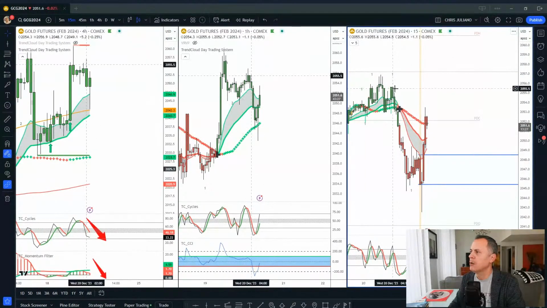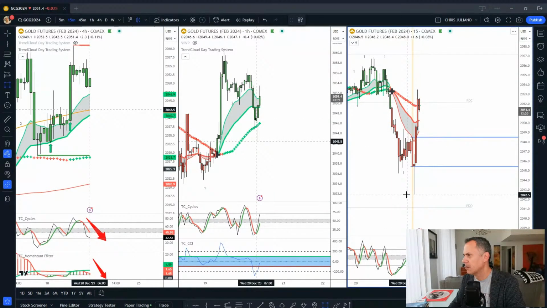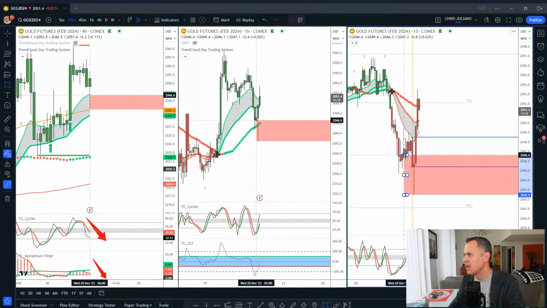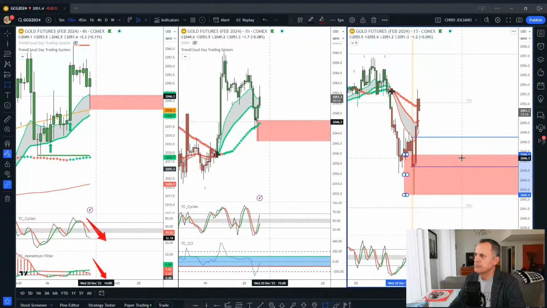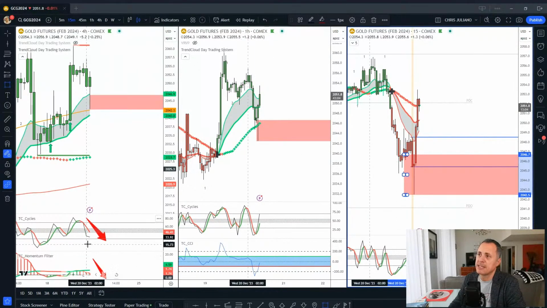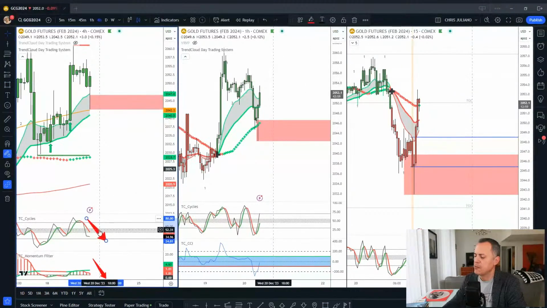So we are pulling back out of this opening range, and we've got a nice drop-based rally here, right? On gold. Got a nice drop-based rally here. And we are cycling up. Momentum is down, all right? And we're cycling down still over here. We are still cycling down here.